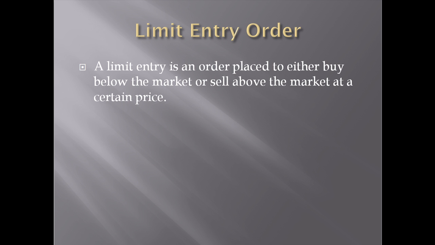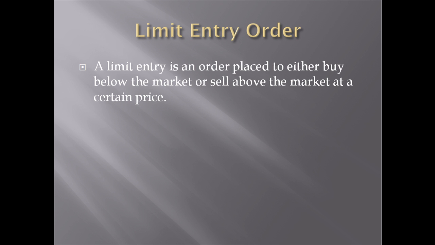Okay, it's all the same at the end of the day, but the way in which we do it is slightly different. A limit entry is an order placed to either buy below the market or sell above the market at a certain price. So this is basically an anticipation. Once again, we'll go back to that cable example. Say the cable is at 1.5, I might want to buy at 1.4. Rather than me sitting there waiting for the market to come down, obviously going long at 1.4 is better than buying at 1.5. It's a lower price, right?